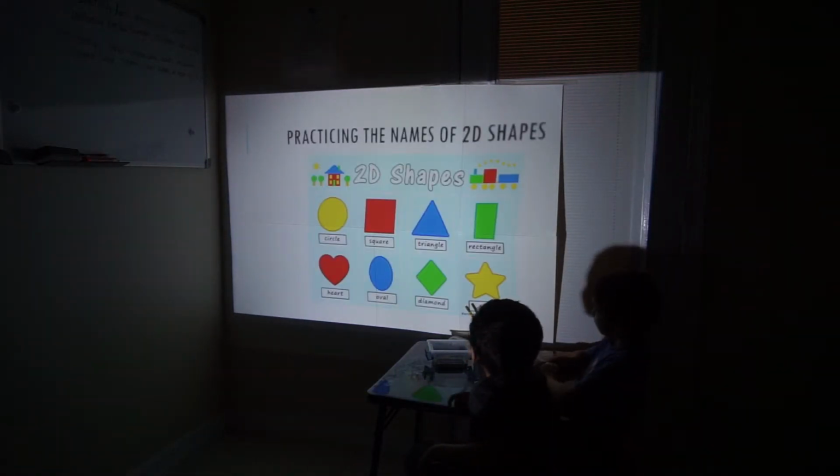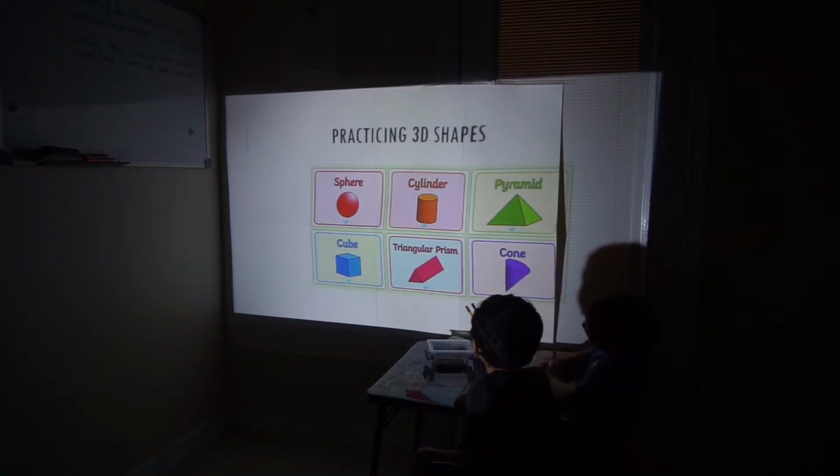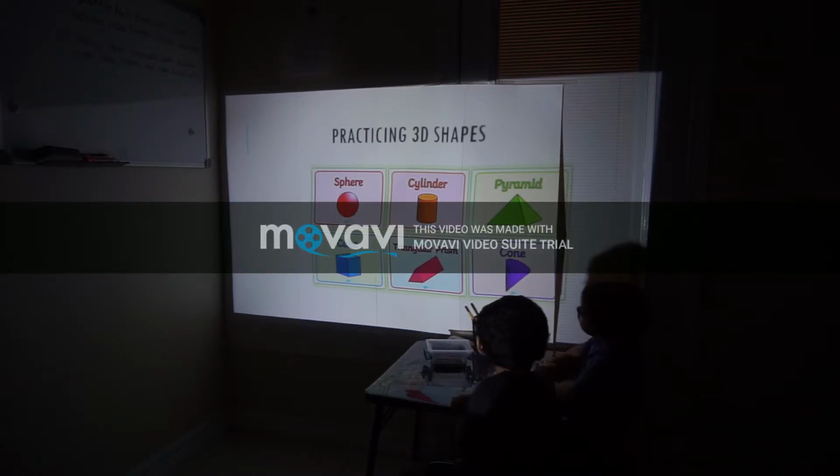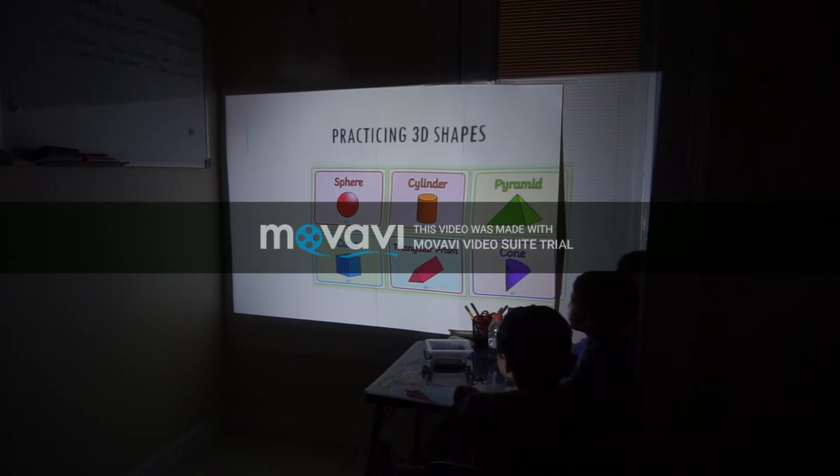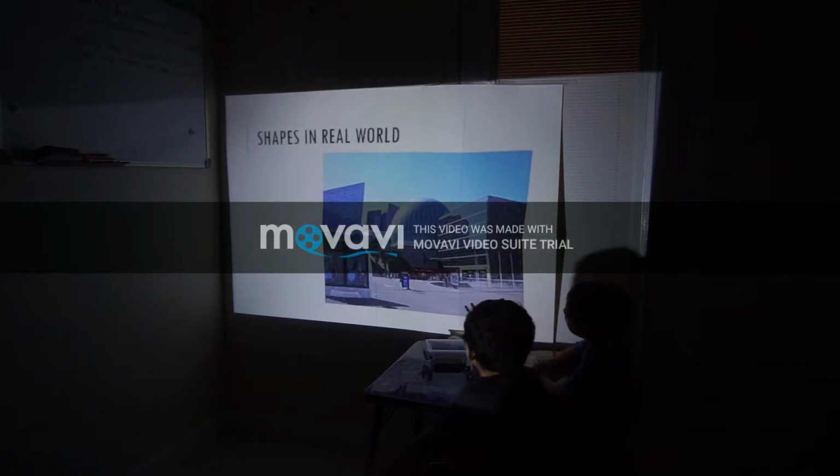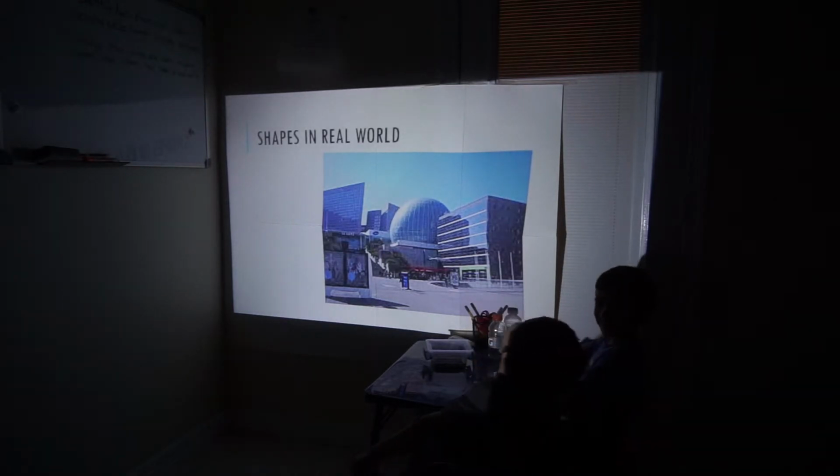And these are more examples of 2D shapes. These are examples of 3D shapes: a sphere, a cylinder, a pyramid, a cube. There we have a triangular prism and a cone. Triangle. Here, what shape is this?